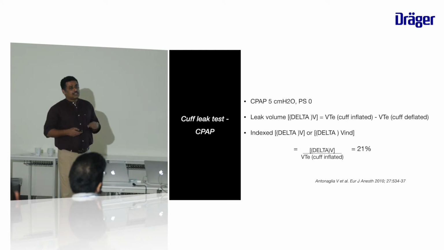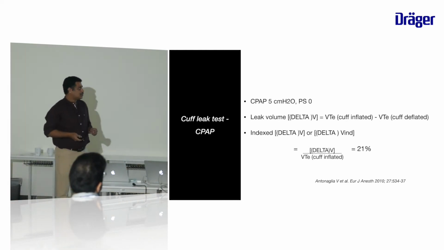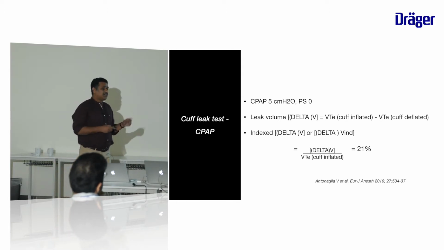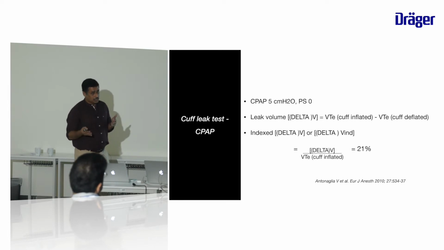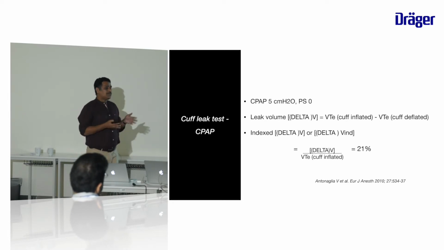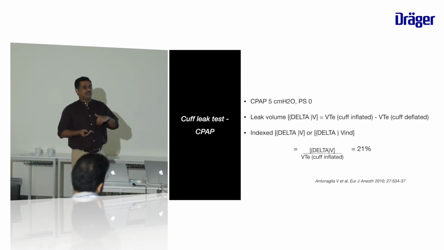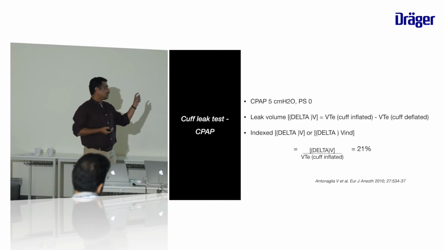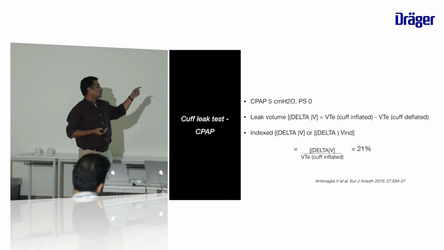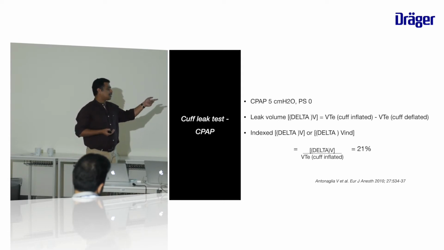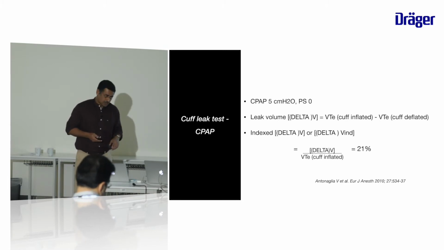Another method is when the patient is spontaneously breathing. You put the patient on CPAP of 5 centimeters without pressure support, and here you are not taking the difference between the inspiratory and expiratory. It is the difference between the expiratory tidal volume with the cuff inflated and cuff deflated. And you calculate the delta V, that is the change in volume, and if the delta V divided by the expiratory volume when the cuff is inflated is more than 21%, that means the cuff leak test is positive.